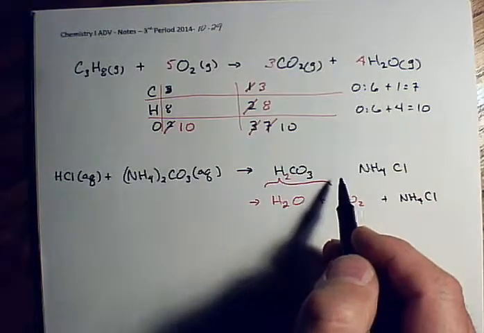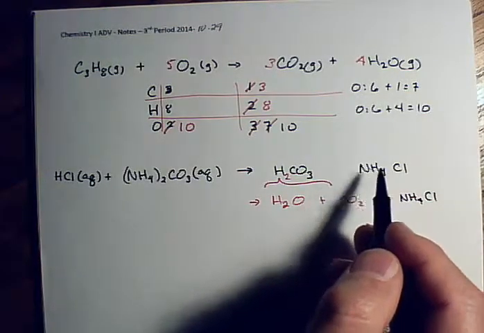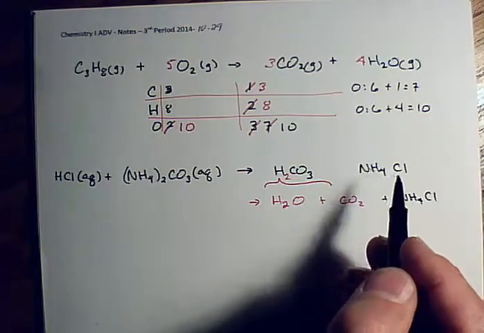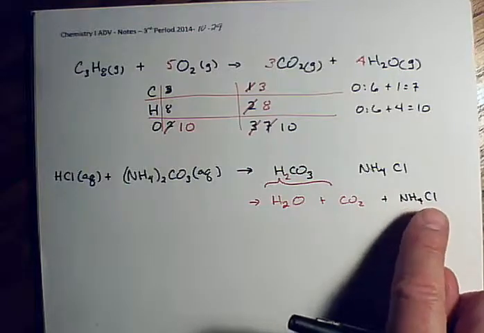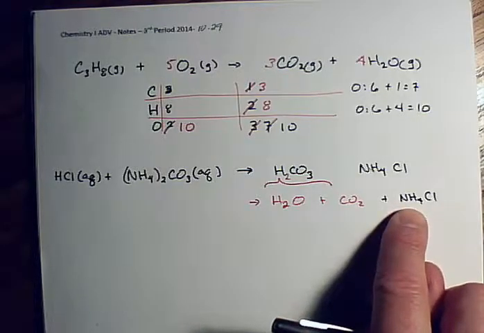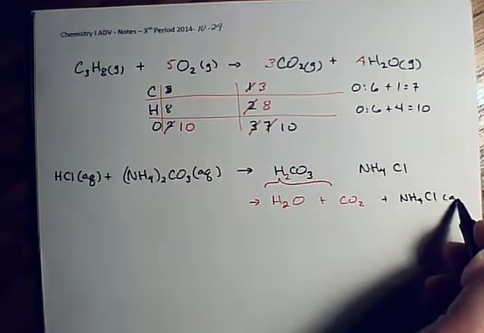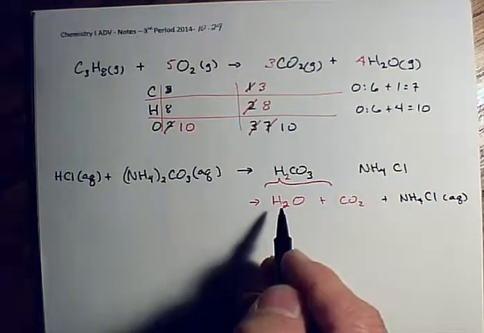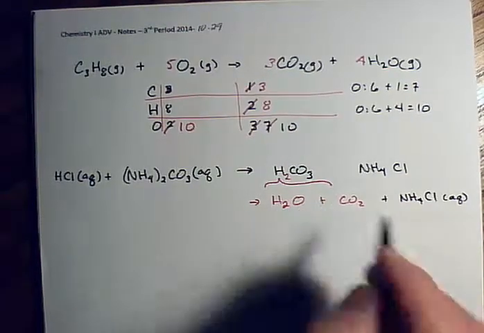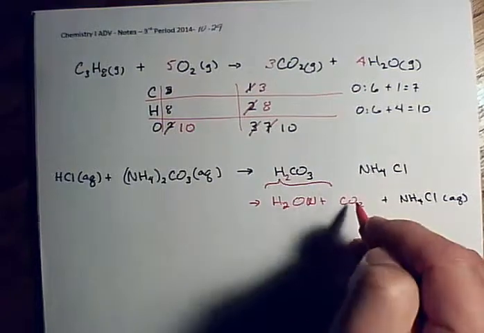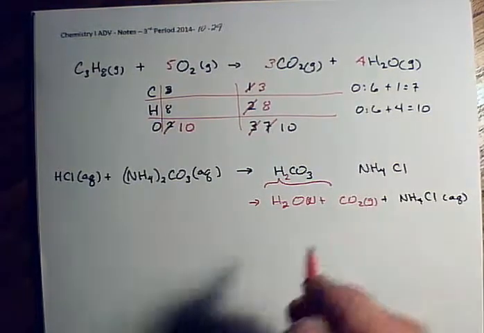Now, NH4 is ammonium. It has a 1+ charge. Chlorine has a 1 negative charge in an ionic compound like this, so I only need one of these and one of these. Chloride compounds are mostly aqueous. Ammonium compounds are always aqueous. This is aqueous. Water, in the absence of any significant amount of heat, is going to be a liquid. CO2 is always a gas for us.